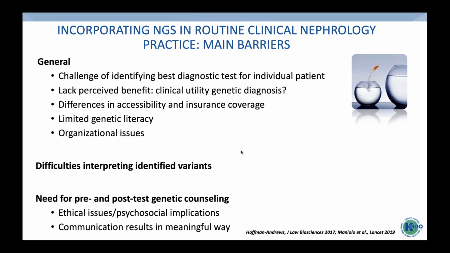So we think that it is very important to incorporate next generation sequencing genetic testing in routine clinical practice. But especially in adult nephrology, we see that there are still main barriers to do so. It appears to be difficult for many nephrologists to actually identify what is the best diagnostic test for this individual patient. Some nephrologists also think, what is actually the added benefit of a genetic diagnosis? So what is the clinical utility? And of course, we must acknowledge that there are differences in accessibility and also insurance coverage for genetic testing.